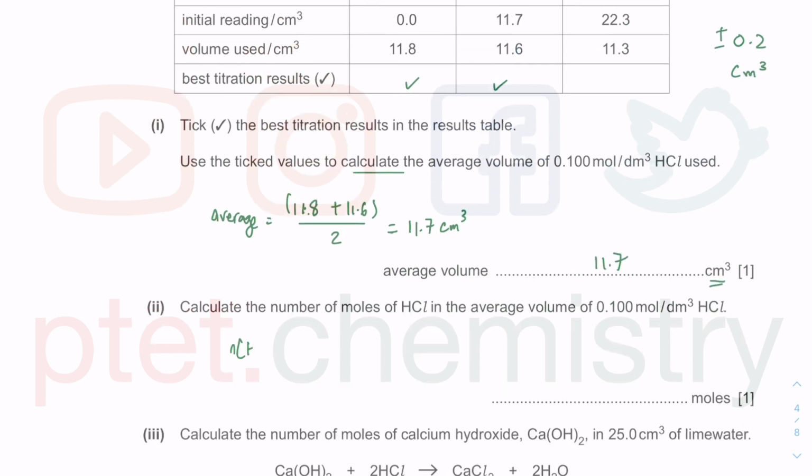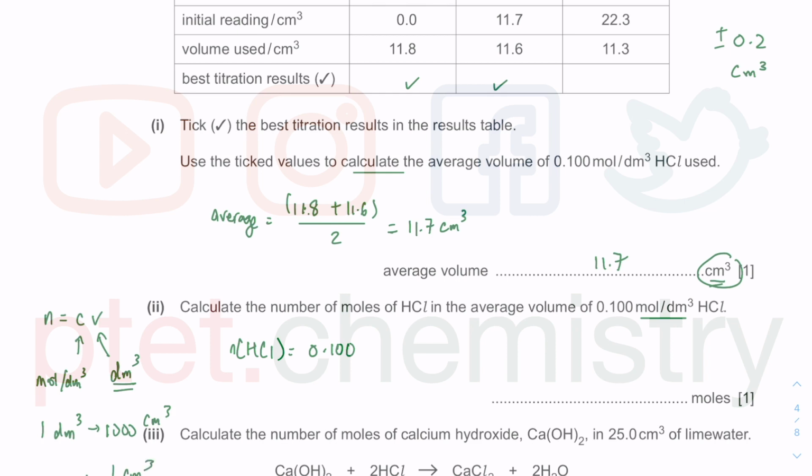Very quickly, the mole of HCl then. I know the concentration. The concentration is in mole per dm cube, but the volume unit is cm cube. When you have n equal to CV, do not forget that your volume has to be in dm cube, and 1 dm cube is 1000 cm cube. So to convert cm cube into dm cube, 1 cm cube is 1 over 1000 dm cube. So 0.100 mole per dm cube has to be multiplied by the volume converted to dm cube.